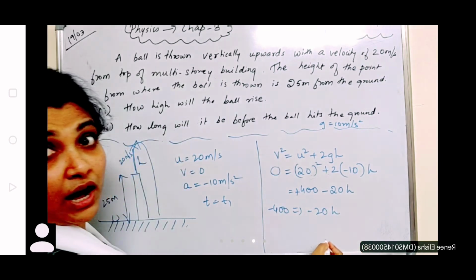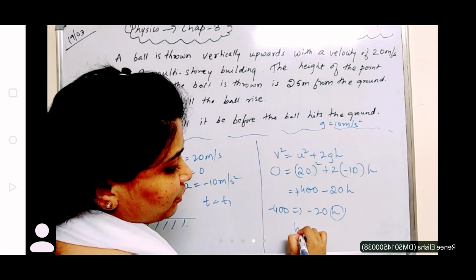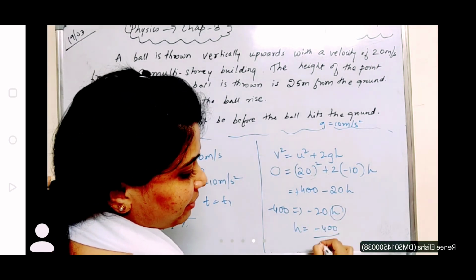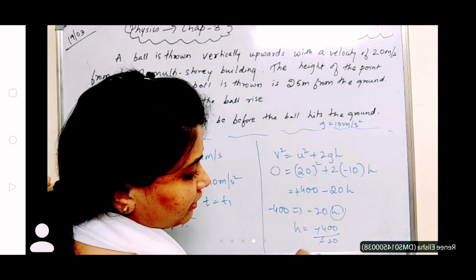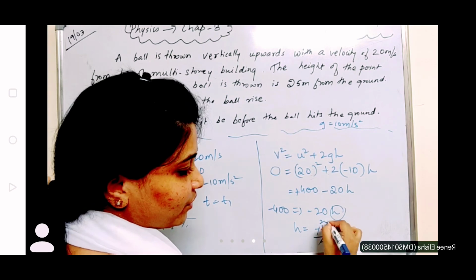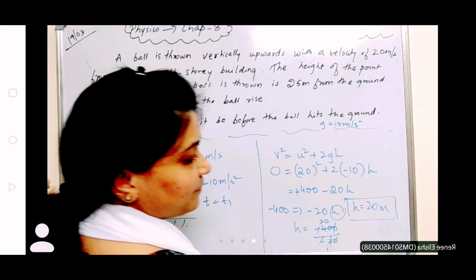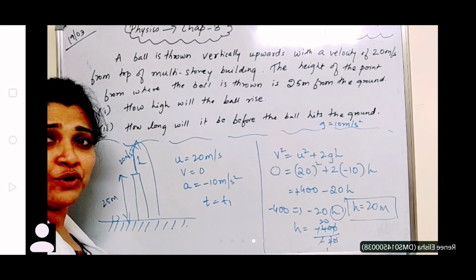Got the answer, ma'am. Got it? Yes, ma'am. Okay, very good. So h is equal to what now? Minus 400 divided by minus 20. So minus will get cancelled. 0 will get cancelled. 2 ones. Very good. So height is equal to 20 meters, and time is equal to 5 seconds. How did you get it so fast?